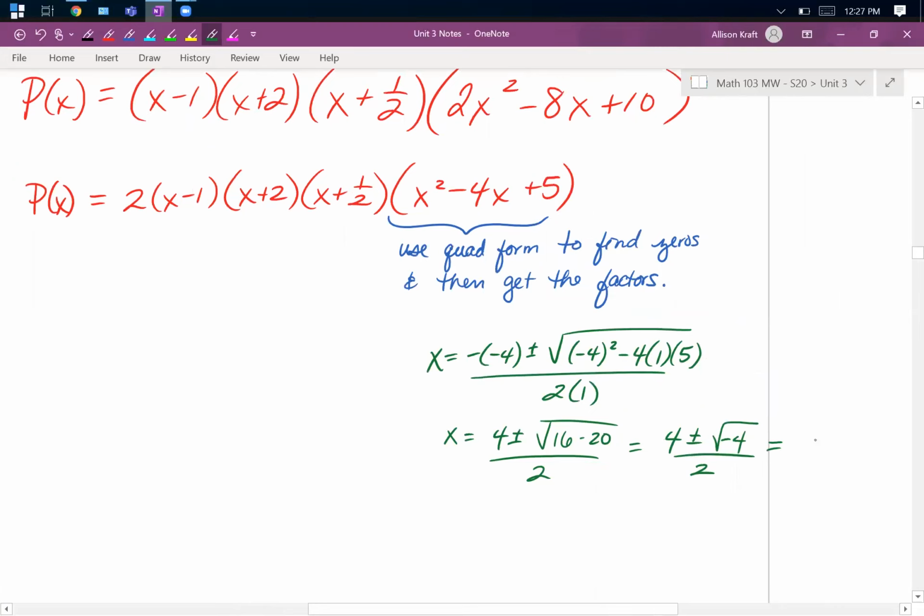which is 4 plus or minus 2i all over 2. That's 4 over 2 plus or minus 2i over 2, which is 2 plus or minus i.